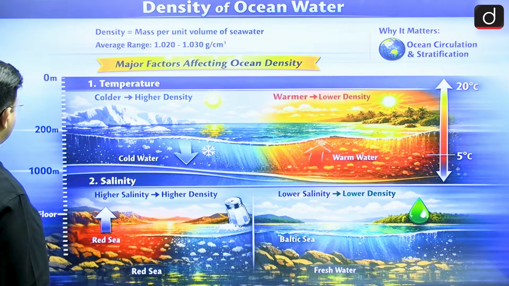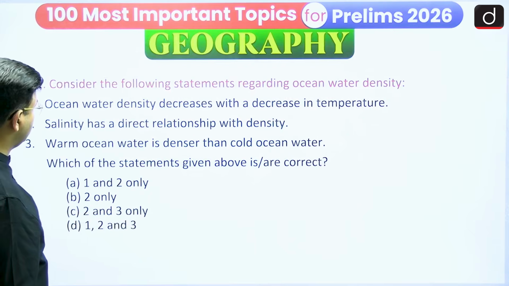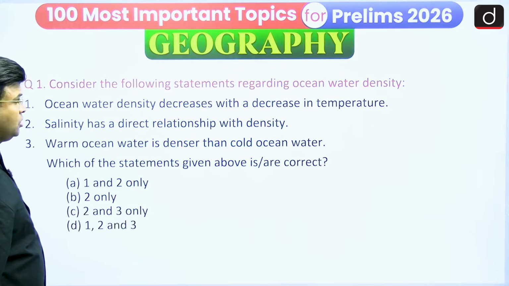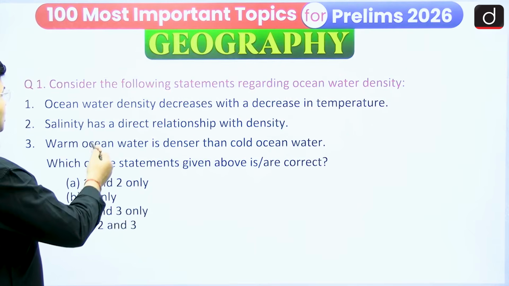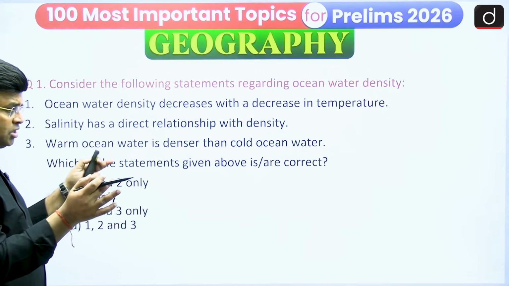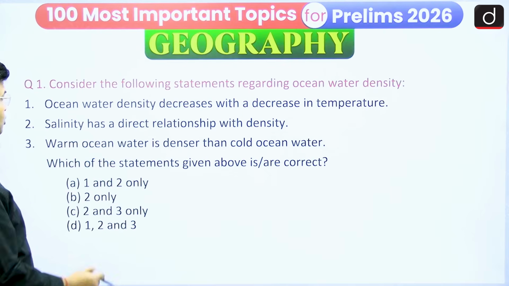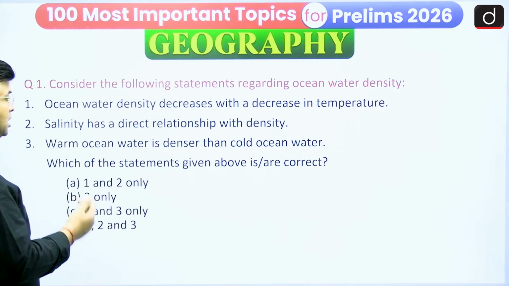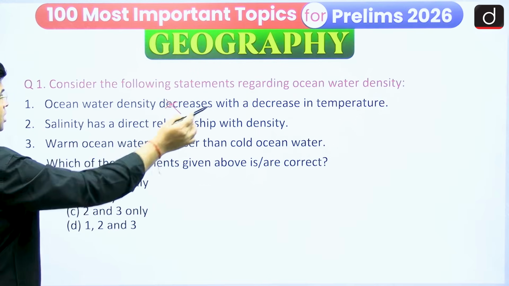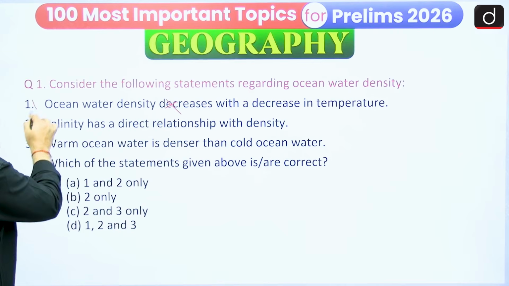And thereafter we can see, consider the following statement regarding ocean water density. Ocean water density decreases with decrease in temperature. Yes, if the temperature is less, then the ocean water density will increase. Temperature and density have an inverse relationship. The ocean water density increases, not decreases, with decrease in temperature. So here it is a wrong statement.